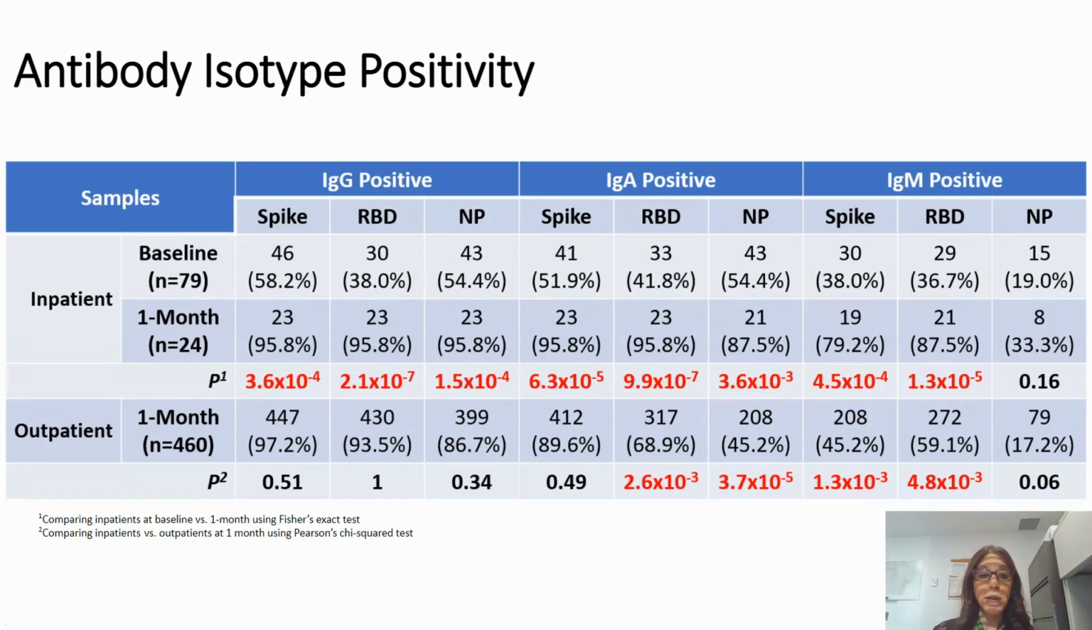However, compared to outpatients, a greater proportion of inpatients at 1 month were positive for several of the antibodies, including the anti-RBD IgA, the anti-nucleocapsid IgA, anti-spike IgM, and anti-RBD IgM. So this suggests that inpatients are maintaining an IgA and IgM antibody response for a longer time, or they have a more robust response.